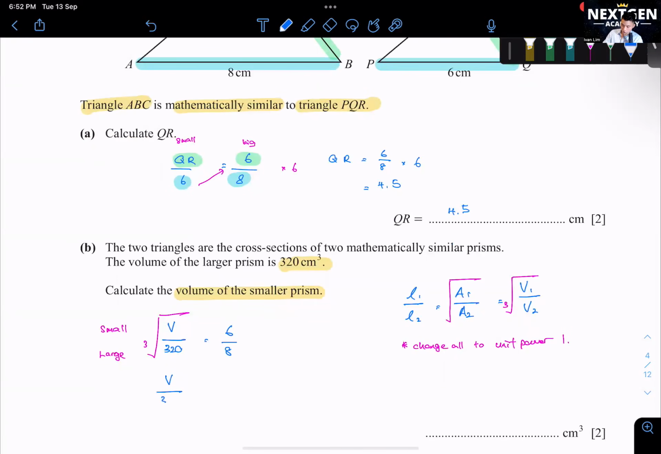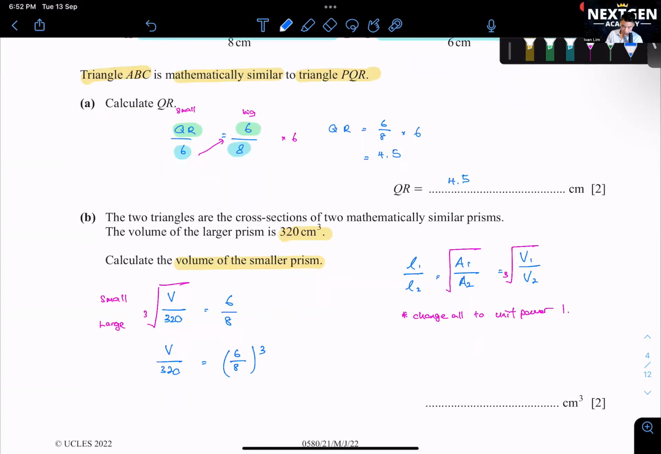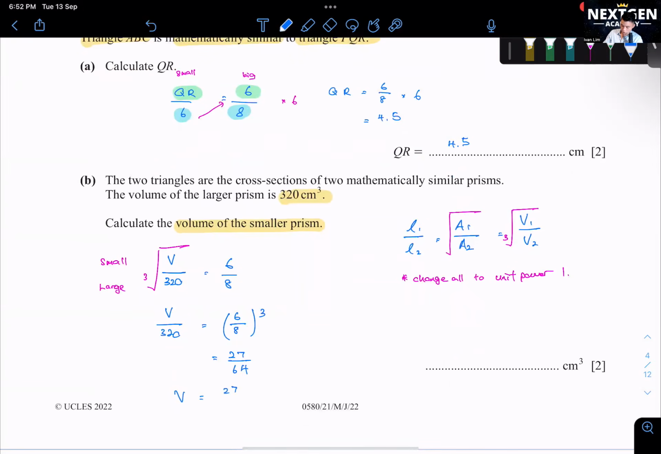So V over 320, you cube the entire thing. This one will be 6/8 cubed. You just type in the calculator: 6/8, answer cubed, 27/64. Then V will be equal to 27/64 times 320. Times 320, you'll get 135. Okay, 135 cm cubed.